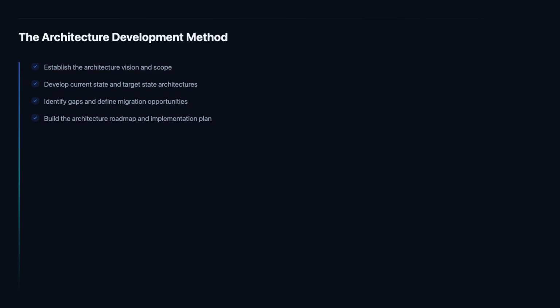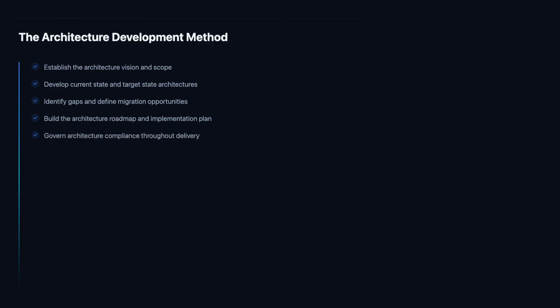The roadmap sequences all required changes into a coherent plan that manages dependencies, balances investment capacity, and delivers value incrementally. It is the primary output that connects architecture to project funding and delivery.